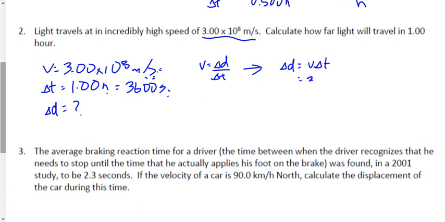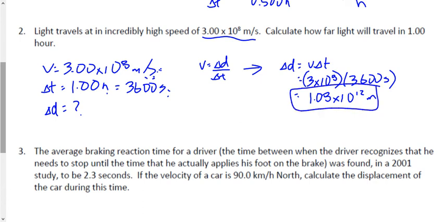So what is that? 3 times 10 to the 8 times a time of 3,600 seconds, which gives me, let's figure this out here. Gives me exactly 1.08 times 10 to the 12 meters. So just over a billion kilometers. Okay, 1.08 billion kilometers. Good. How many people got that one? Good.